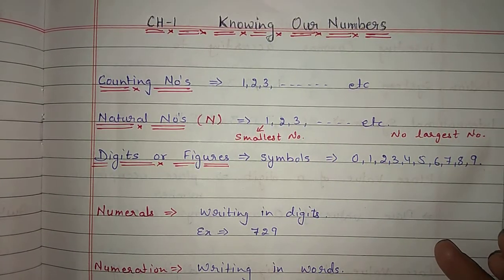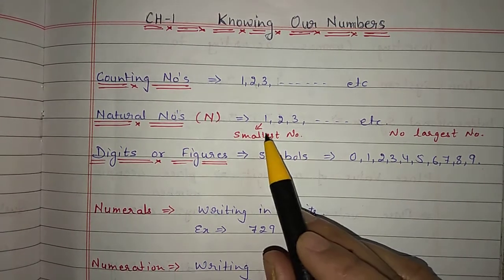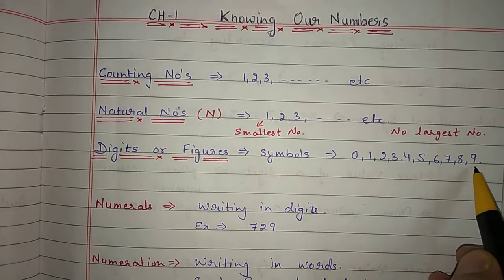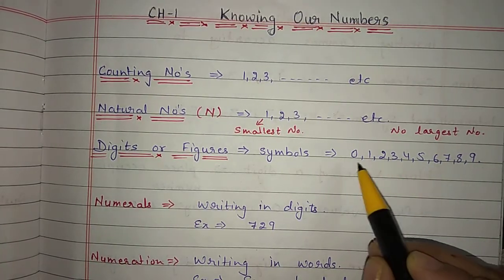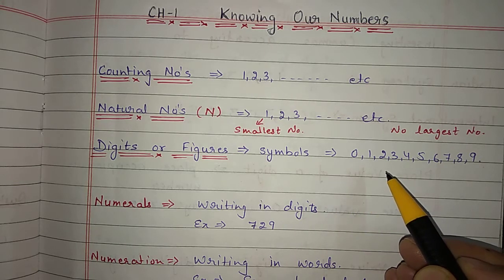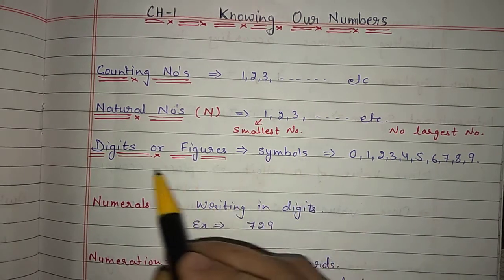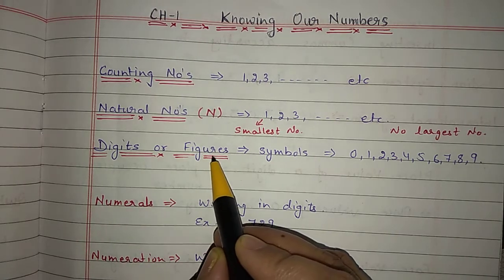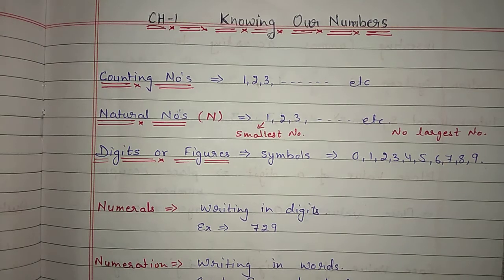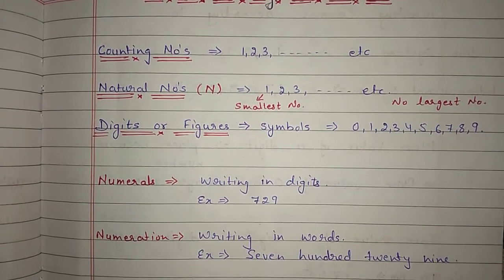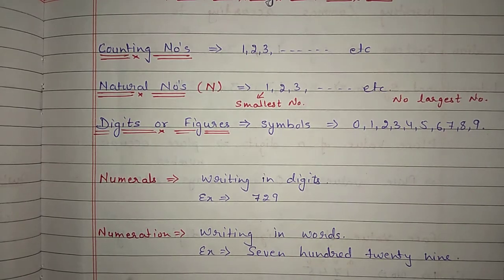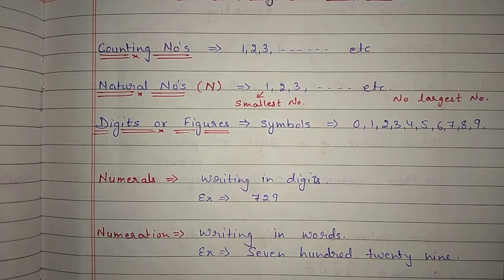any largest natural number. All these natural numbers are represented with these 10 symbols, 0 to 9. With the help of these 10 symbols only, we will represent all the numbers in our number system. These symbols we can call digits also or figures also. Next thing is numeral. When we are writing a number in digits, we call it a numeral. And when we are writing it in words, we call it numeration.